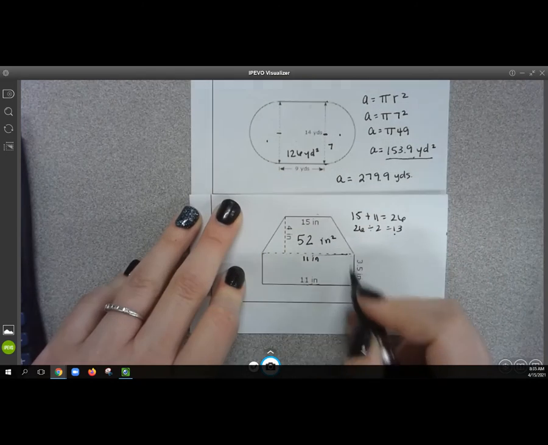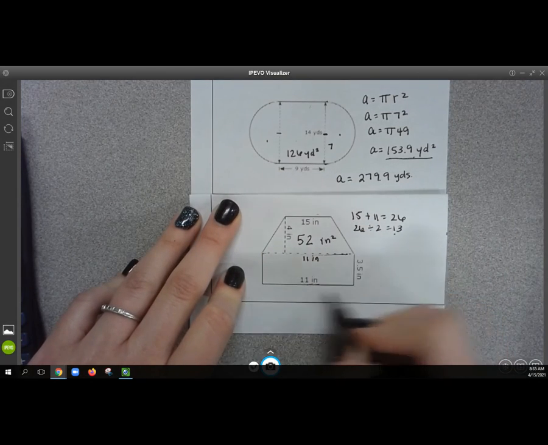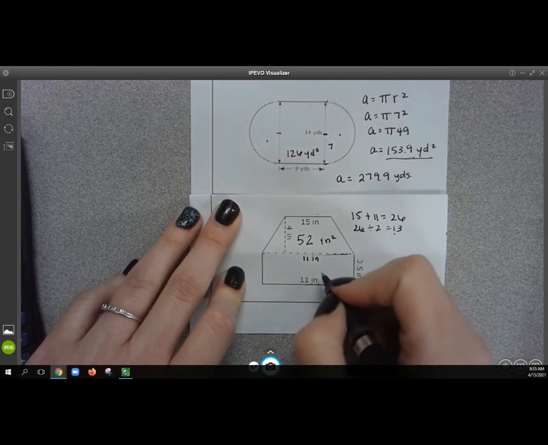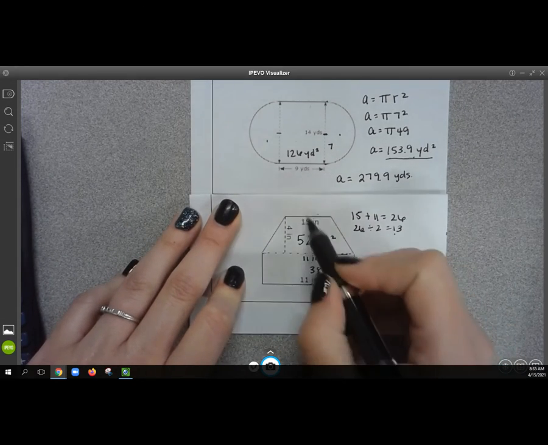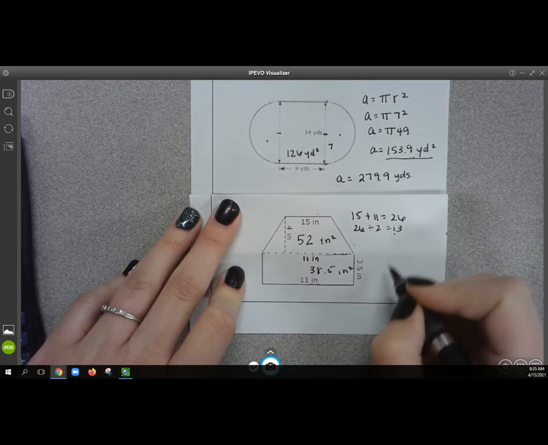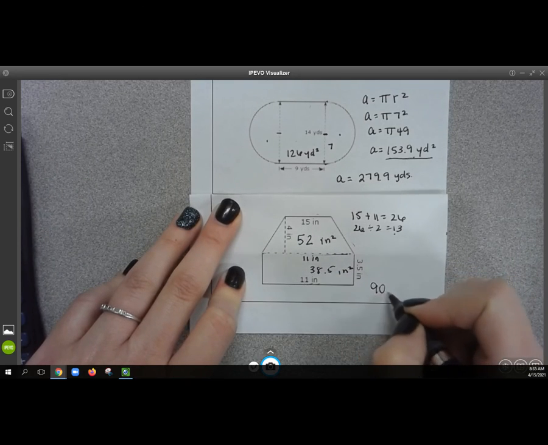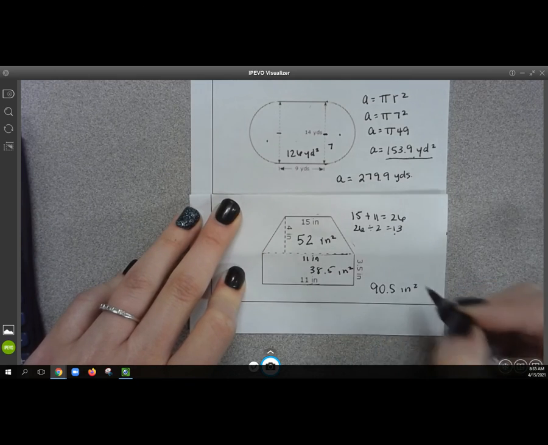Now the rectangle down here, it's pretty straightforward. We just need to do height times the base. And we would get 38.5 square inches. Add the trapezoid to the rectangle, and we get a total area of 90 5/10 square inches.